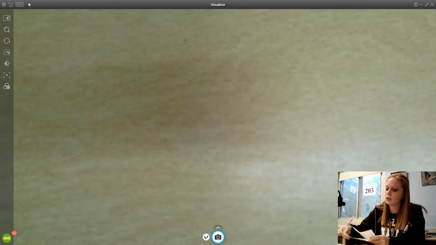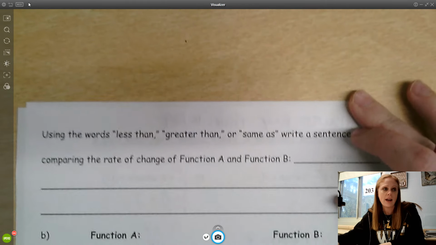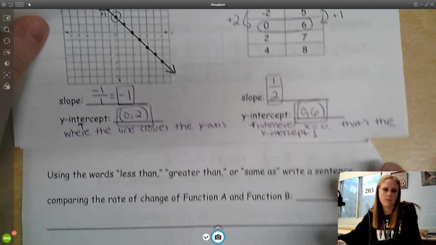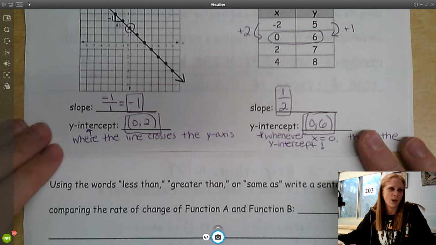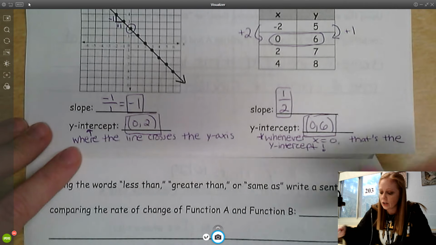Okay, now the second question here says, using the words less than, greater than, or same as, write a sentence comparing the rate of change of function A and function B. Okay, so let's see. I'm going to see if I can just pull this off. All right, yeah, okay, that works. So this is what we just did, and now this is what we're doing on the next page. We're comparing them. So we're comparing the rate of change.